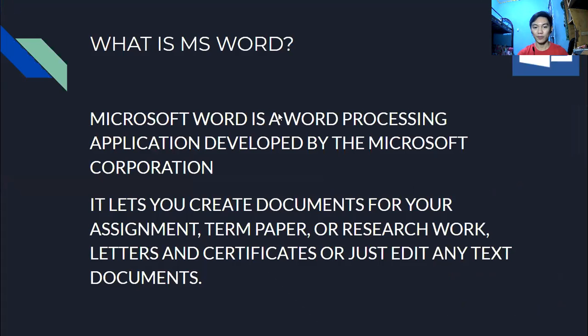Okay, so let's start. So let me present the definition of the Microsoft Word. So what is Microsoft Word? Microsoft Word is a word processing application developed by the Microsoft Corporation. So what is the function of the Microsoft Word? The function of the Microsoft Word is that it lets you create documents for your assignments, term papers, research work, letters, and certificates, or just edit any text document.